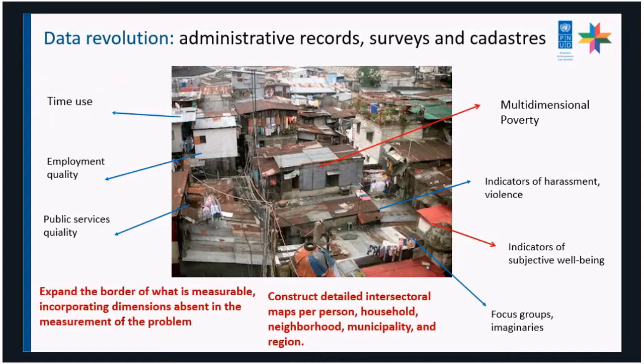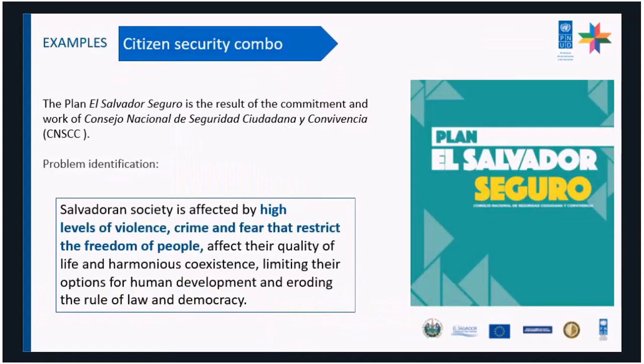Let me share some of the examples that we've seen of the combo approach in the region, perhaps the most important one over the past few years.